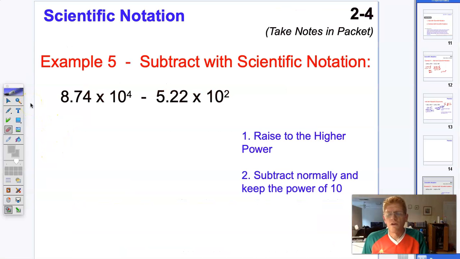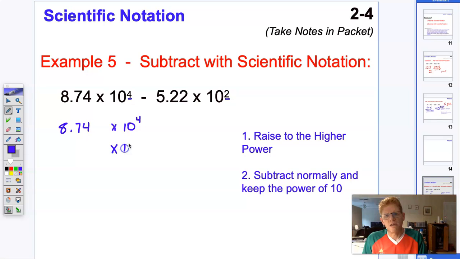The good news is, once you know how to add with scientific notation, you've already got a head start on subtracting with scientific notation. Let's take a look at this example where we have 10 to the fourth power and 10 to the second power as our exponents. Just like before, we're going to raise the lower power to the higher power. So we'll start by writing 8.74 times 10 to the fourth exactly as it is. Then we're going to raise 5.22 times 10 to the second power up to the fourth power.